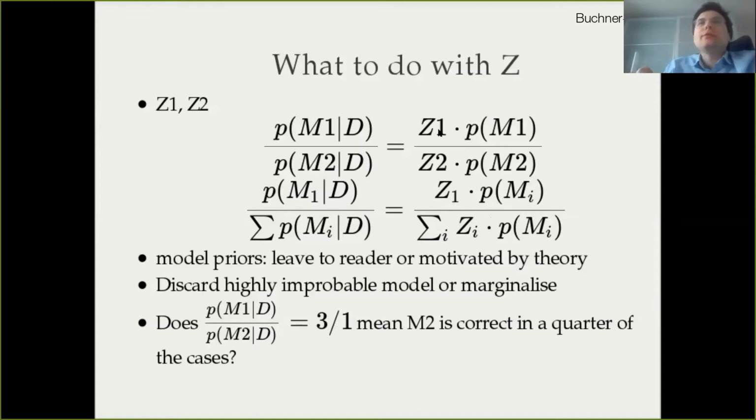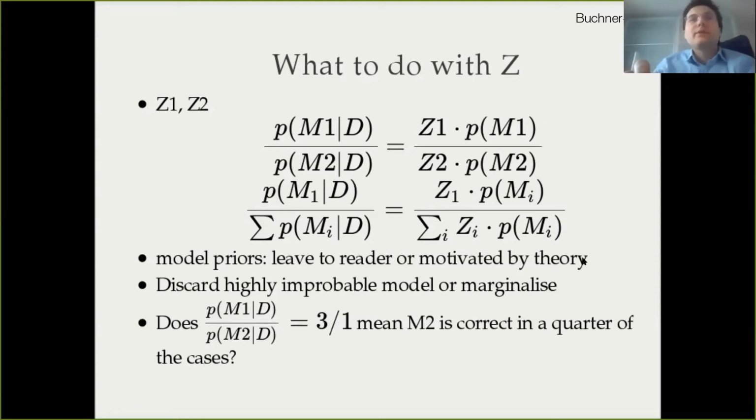What I would recommend is that you compute just the Bayes factors and leave the model priors for the discussion. So basically you say, okay, the Bayes factor is this, and if we assume the models are equally probable, then you have these posterior odds. But if you prefer model 1 much more, then maybe the Bayes factor is still extremely high, and then you can still discuss that. So I would leave the model priors to the reader, or motivated by theory maybe.